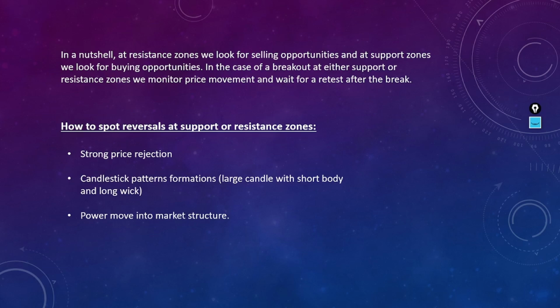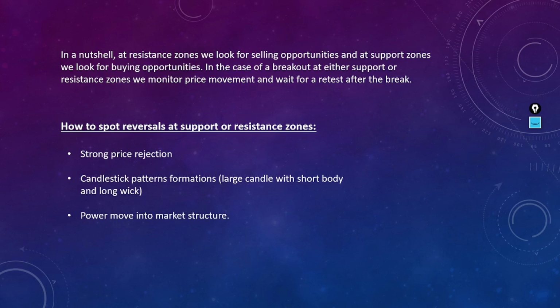So in a nutshell, at resistance zones we look for selling opportunities, and at support zones we look for buying opportunities. In the case of a breakout at either a support or resistance zone, we monitor price movement and wait for a retest after the break.